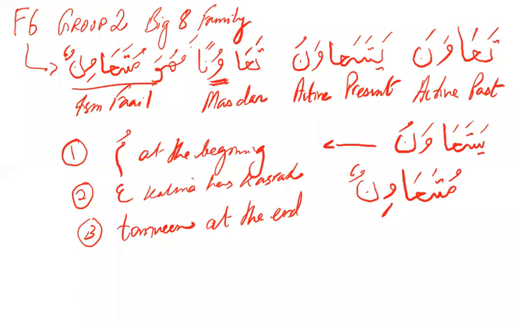Right? Because mu only comes in ism fa'il, ism maf'ul and ism zarf in the Big 8 families. So if you see a word starting with a meem and a dhamma, most likely it is from the Big 8 families, and it is either an ism fa'il, ism maf'ul, or ism zarf. That is due to this meem with the dhamma.